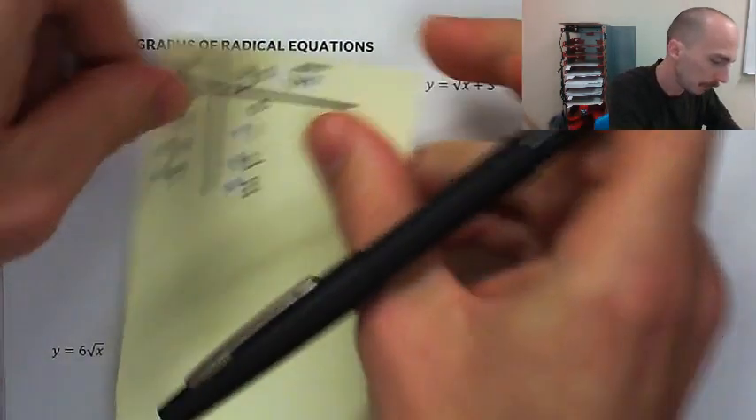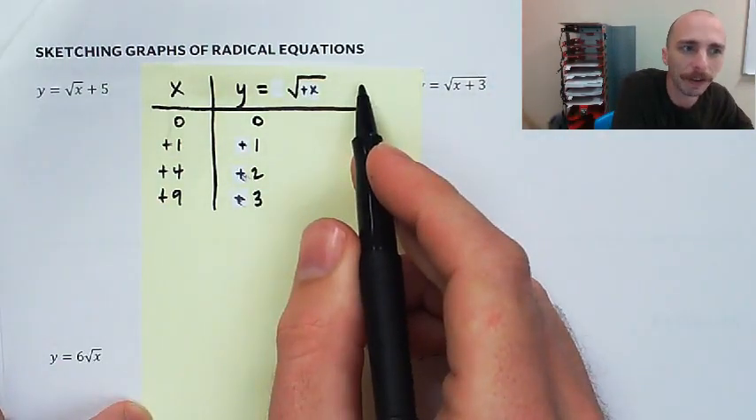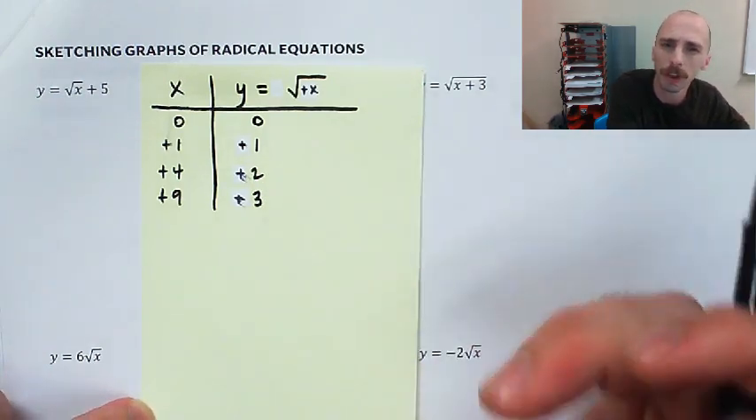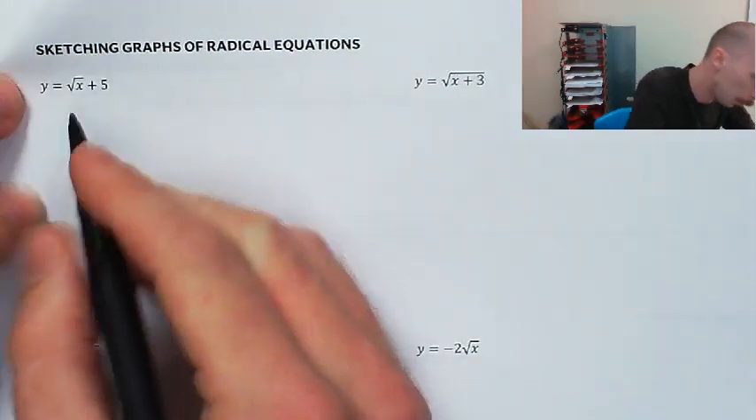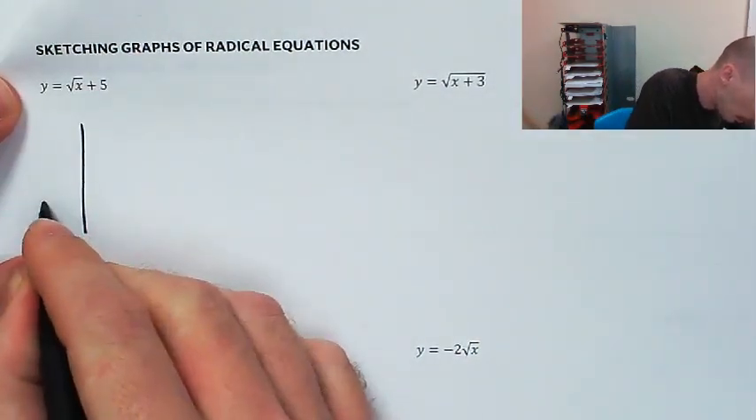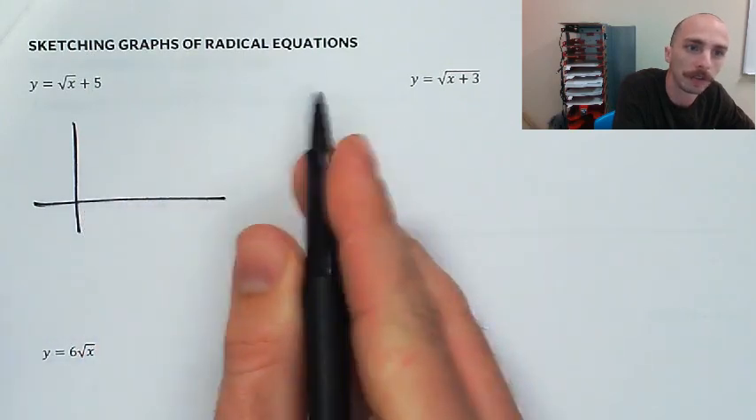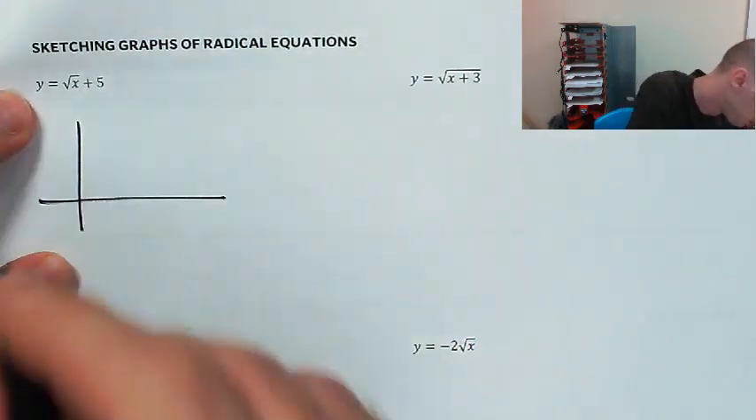Making this the square root of positive x again. If I just made this the square root of x and then added 5 on the outside, well, I just get 0 plus 5, 1 plus 5, 2 plus 5, 3 plus 5. So it's the same shape, just moved up by 5. Okay. So I'm going to say, standard y equals square root x starts at the origin and increases and levels off. So this one's going to start at 5, increase, and level off.